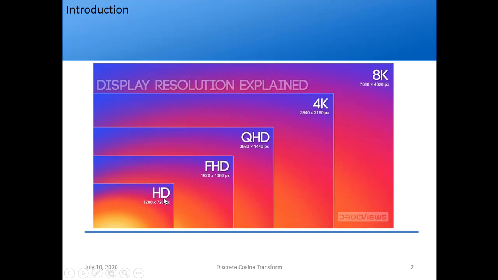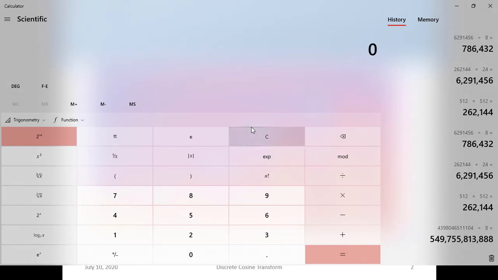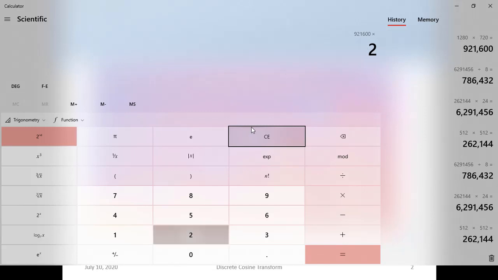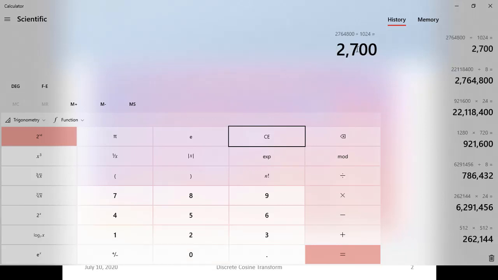Now again, this is a normal 512 by 512 image. Let's take an HD image, 1280 by 720. Again, let's clear this. 1280 by 720 pixels, into 24 bits. So it is about 22 million bits. Divided by 8, how much is this? 2,764,800 bytes. Correct. If you want it in kilobytes, we divide it by 1024. So this is 2700 kilobytes, so 2700 KB, right?